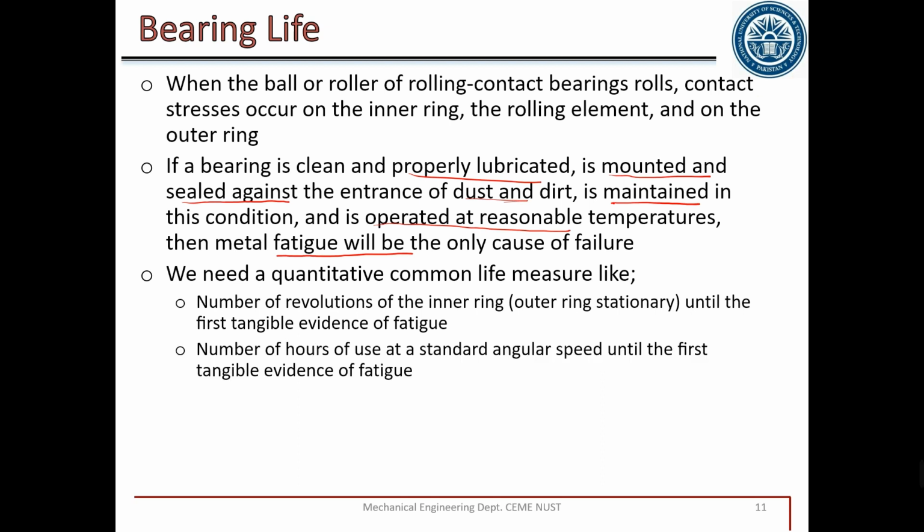Or in other words, if we are not talking about number of revolutions, number of hours of use at standard angular speed. If angular speed is fixed, then number of hours can be a measure. For example, if a bearing can support 50,000 hours and a second bearing can support the same RPM for 80,000 hours, it means that the second bearing is more useful. So that is a quantitative measure.